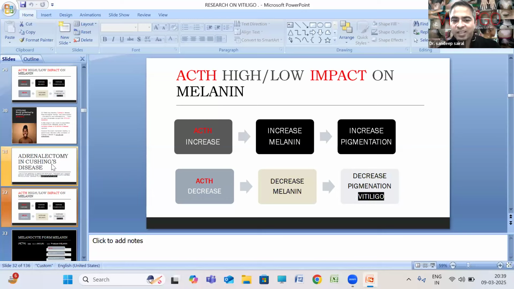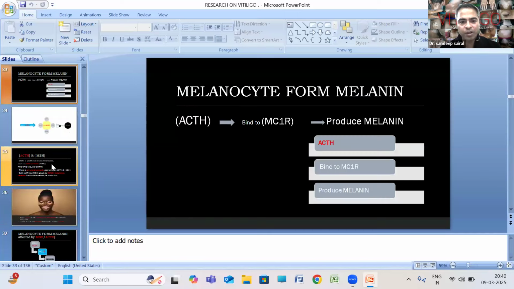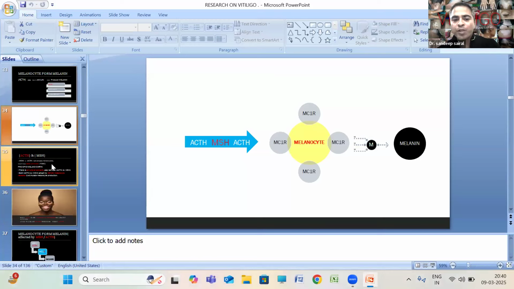So I have talked about two conditions. First is Addison disease, which leads to increased ACTH and increased pigmentation. Second, during the remission phase of Cushing disease, there is a decrease in ACTH that leads to a decrease in pigmentation. So we have talked about two opposite conditions. Why does ACTH make pigment? Actually, ACTH binds to the receptors I talked about earlier, the MC1R receptors, and produces melanin. Let us see this diagram. Earlier, I told you that melanocyte-stimulating hormone binds to these receptors, stimulates the melanocytes and produces melanin. Now I'm saying ACTH can also.